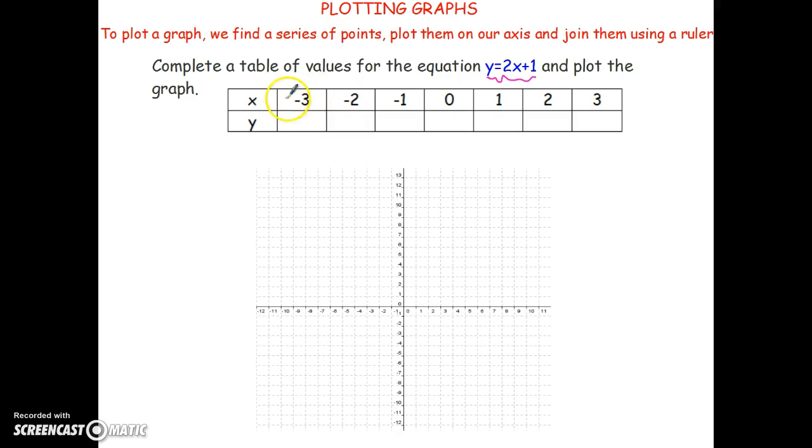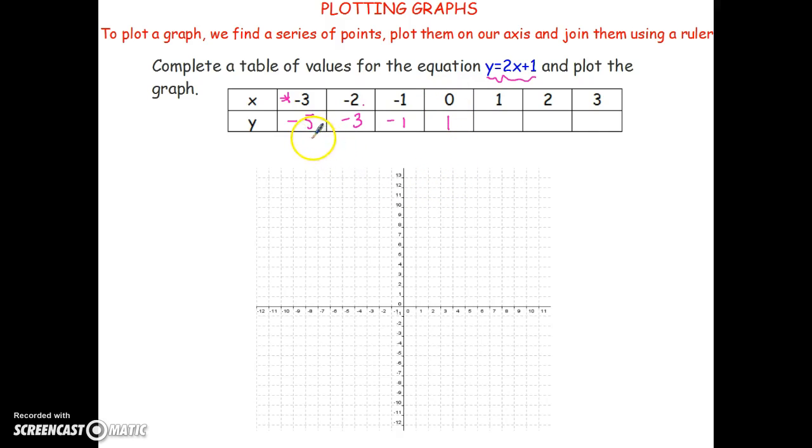So as we've done before, we're starting with this point here, x equals minus 3, and the rule says the y value is just twice the x value and then add 1 onto it. So if we've got to go 2 times minus 3, that gives us minus 6, and then we add 1 on, we get minus 5. Next one, 2 times minus 2, that's minus 4, add 1, minus 3. 2 times minus 1 is minus 2, add 1, minus 1. 2 times 0 is 0, add 1, we get 1.